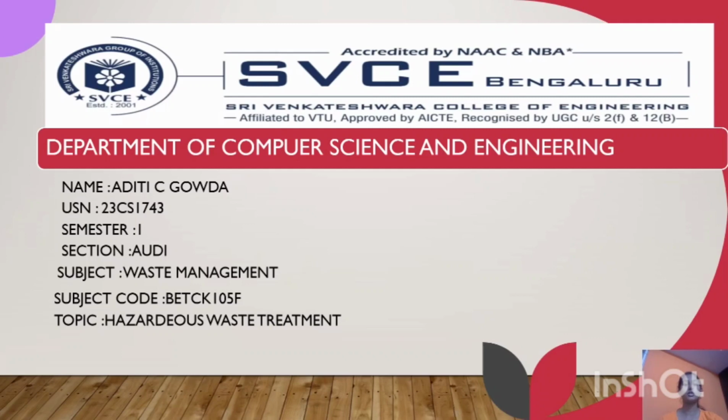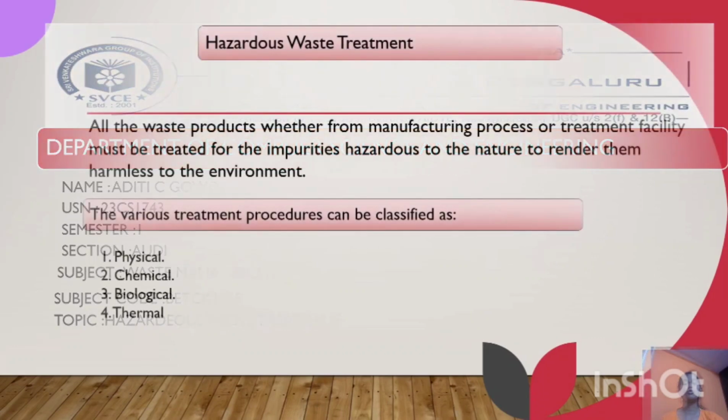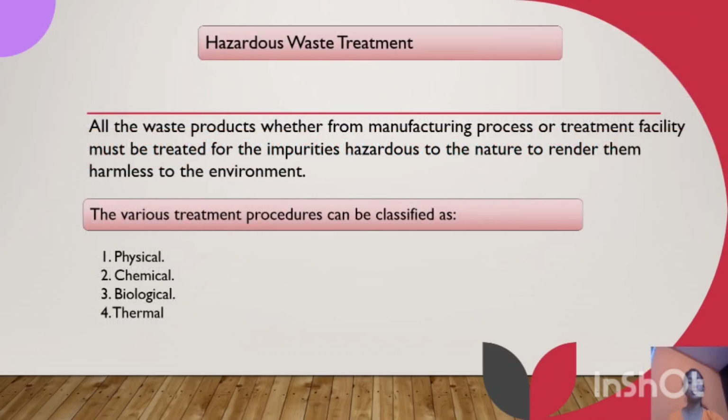My topic is hazardous waste treatment. Let's know about hazardous waste treatment. All the waste products, whether from manufacturing processes or treatment facilities, must be treated to remove impurities hazardous to nature, to render them harmless to the environment. Physical, chemical, biological, and thermal: these are the various treatment procedures that can be classified. Let's know one by one.